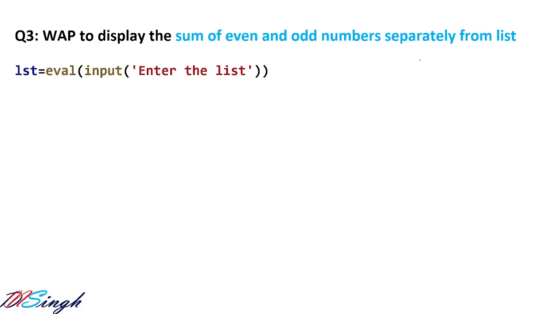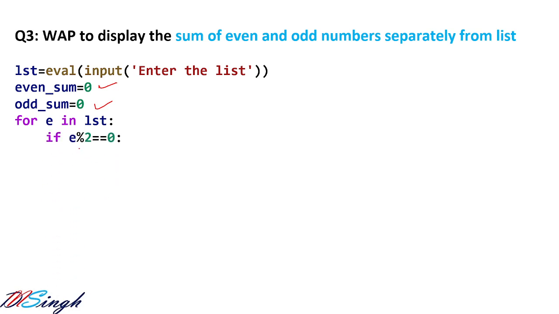So let us read the list from the user. Declare two variables, even sum and odd sum. So here we have two variables, even sum and odd sum. Now iterate over the list element by element and check it. If it is even, then add that element inside the even sum variable. Okay, even sum equal to even sum plus e. Otherwise, if it is not even, that must be odd. So we are going to add it inside the other variable, that is odd sum.